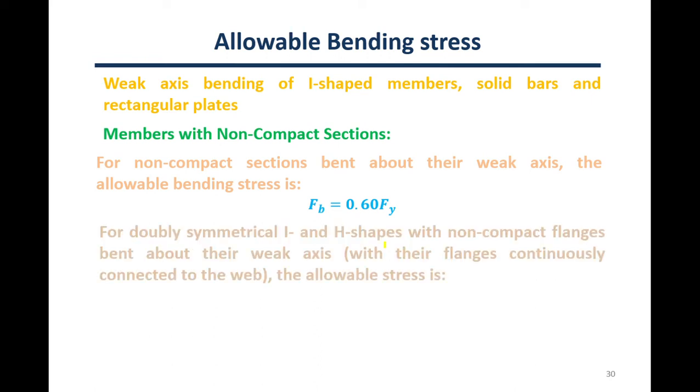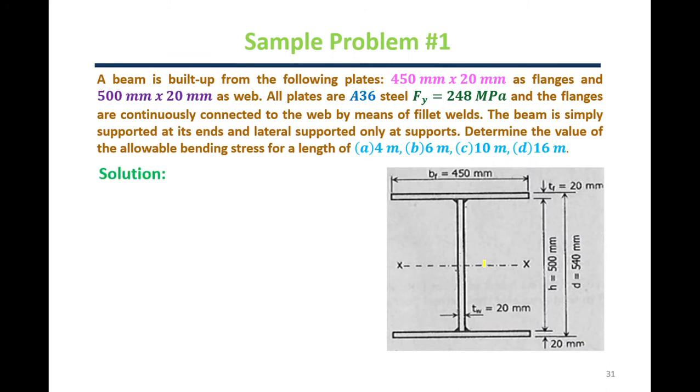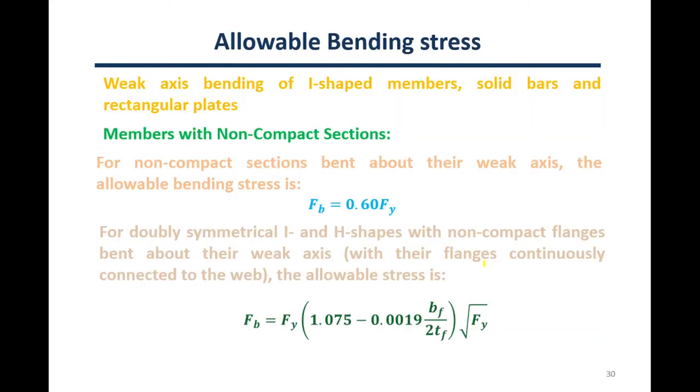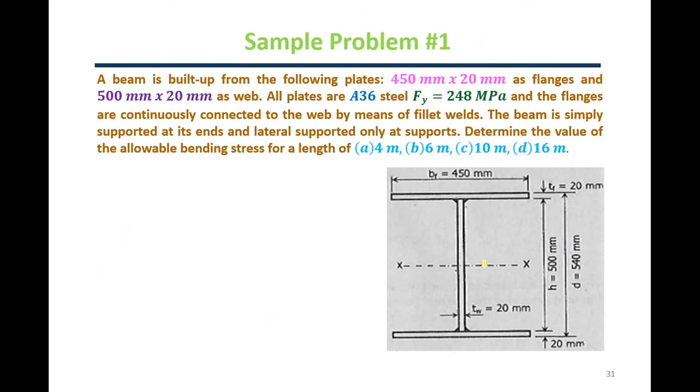For doubly symmetrical I-shape and H-shape with non-compact flanges bent about their weak axis, with their flanges continuously connected to the web, the allowable stress is FB equal to Fy multiplied by 1.075 minus 0.0019 BF over 2TF squared of Fy. So, yan ang mga gagamitin natin. Try natin gamitin.